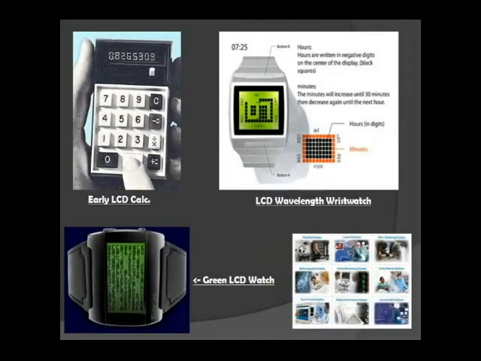Moving clockwise, we see an early LCD calculator, an LCD wristwatch in which hours are written in negative digits and minutes will increase until 30 minutes, then decrease again until the next hour. Moving further is a green LCD watch, with LCD usage in the medical field shown in the chart on the right.